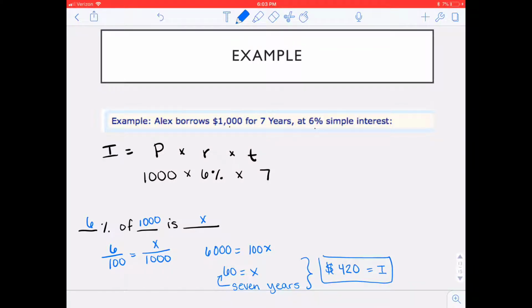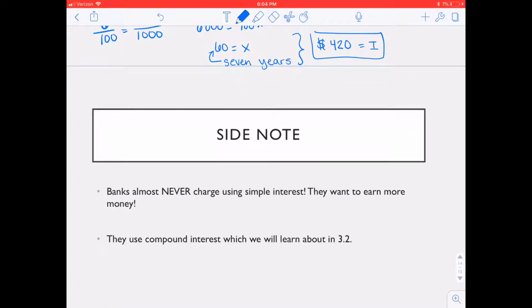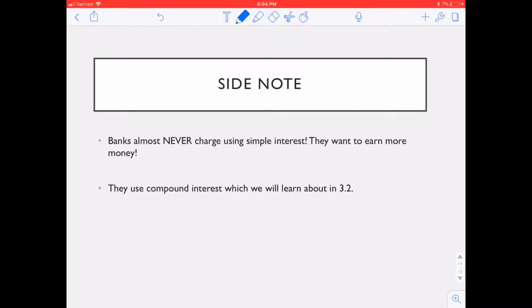So to know how much I have to pay back as my final value, I'm going to take 1,000 and add it to my interest, and that lets me know that I'll be paying back $1,420. And just as a side note, banks almost never charge using simple interest. They want to earn more money, so they actually use something called compound interest, which we'll learn in our next section.